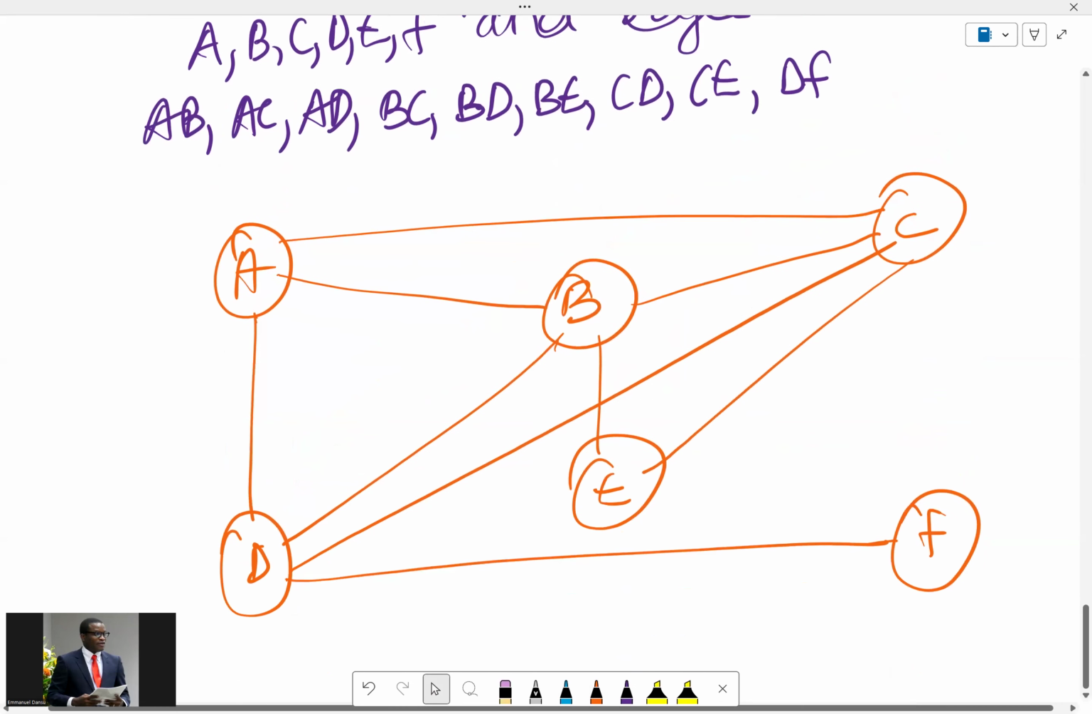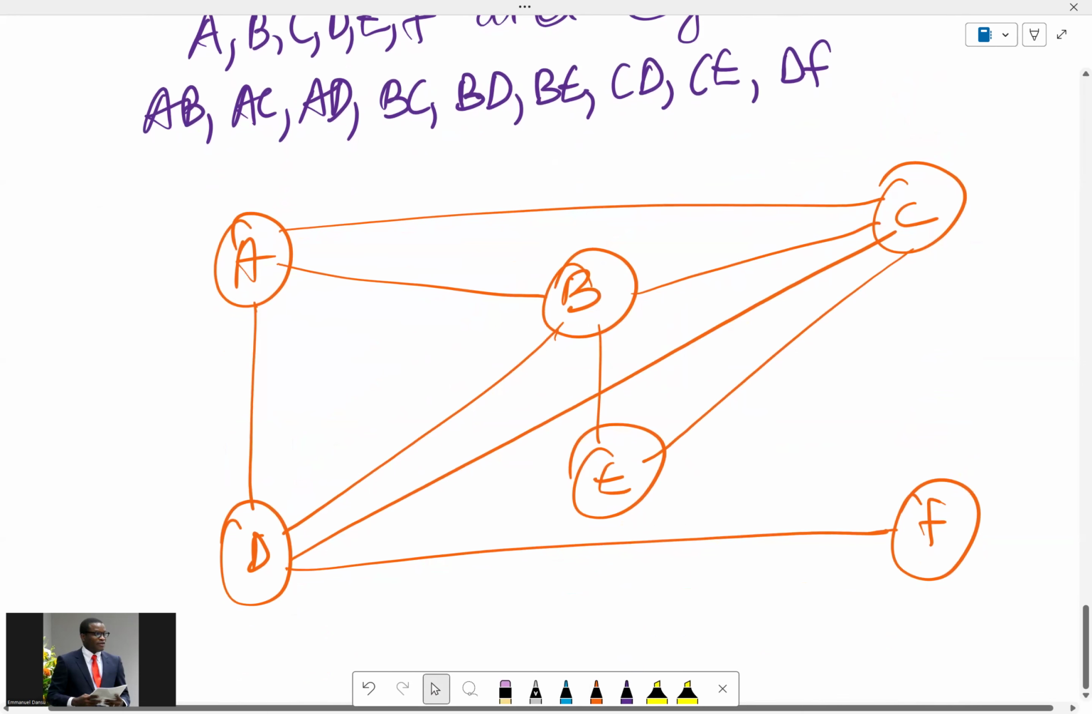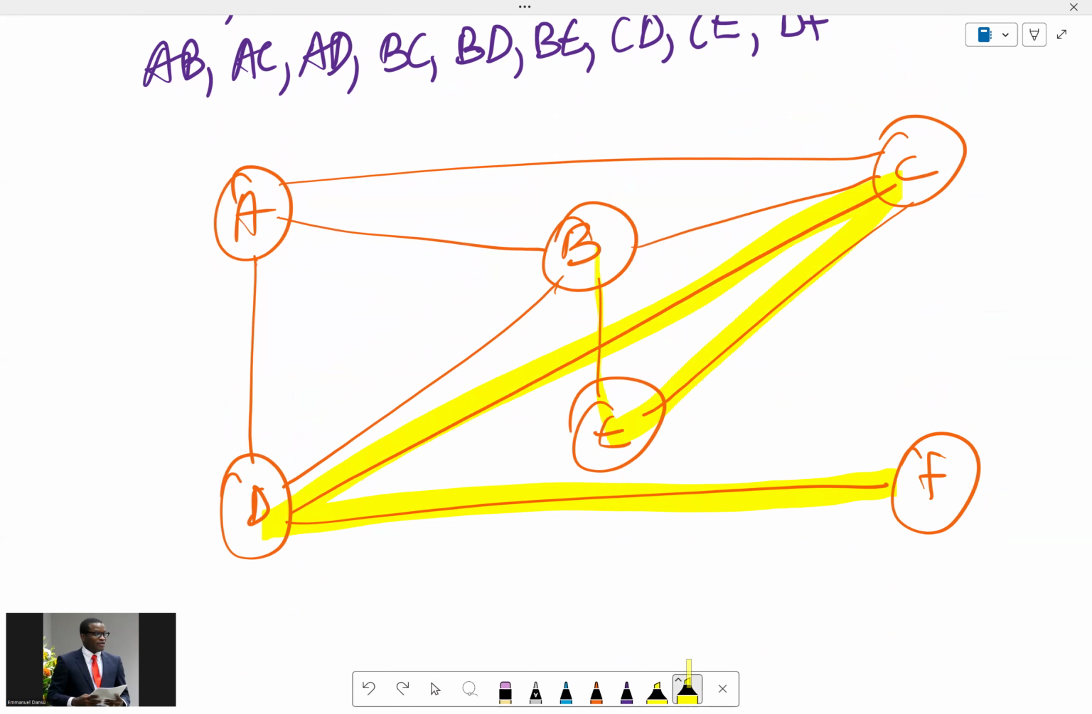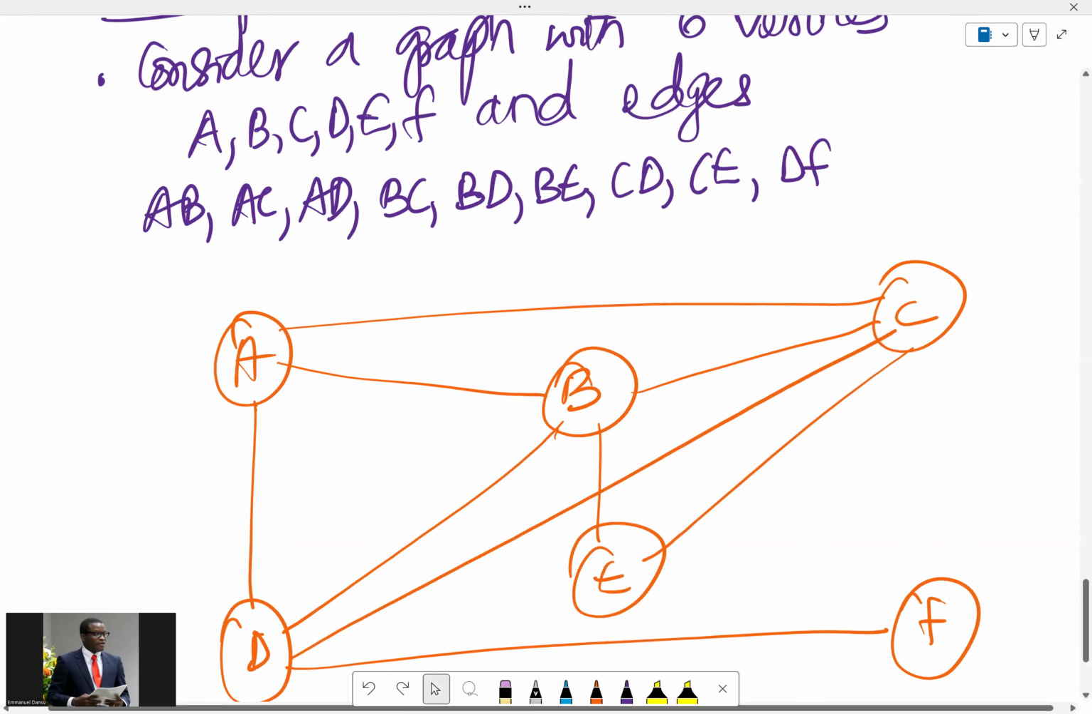But we can still say the graph is connected, because if we travel from F, we can go to D, and then go to A, and so on. So we can say it's connected for sure. This is what the graph looks like now.